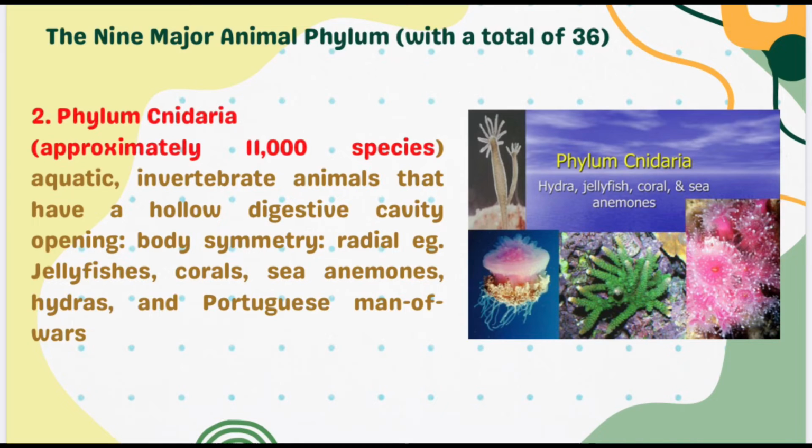The second one is the phylum Cnidaria, approximately 11,000 species, aquatic invertebrate animals that have a hollow digestive cavity opening. Body symmetry: radial. Examples are jellyfishes, corals, sea anemones, hydras, and Portuguese man-of-wars. Meaning, in the jellyfish, they have the same opening for the mouth and for the food to come out. Mouth and anus are the same opening for food to enter and exit.